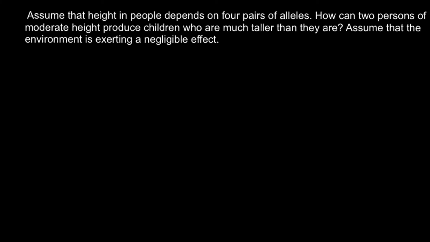Hi, this video is going to be about quantitative genetics, and here's a problem. Assume that the height in people depends on 4 pairs of alleles. How can two persons of moderate height produce children who are much taller than they are? Assume that the environment is exerting negligible effect.